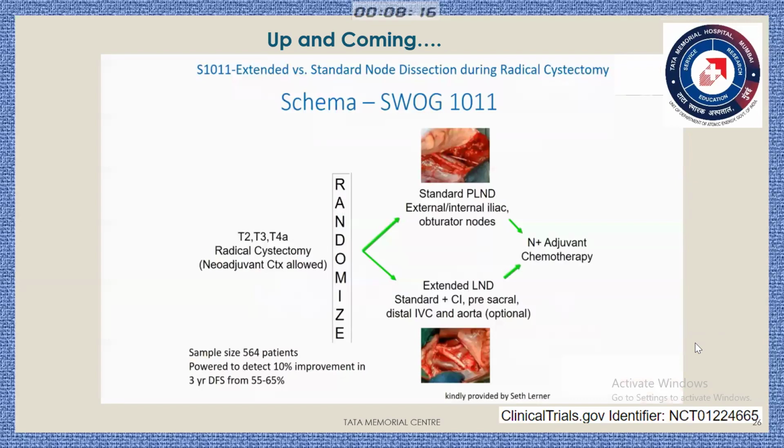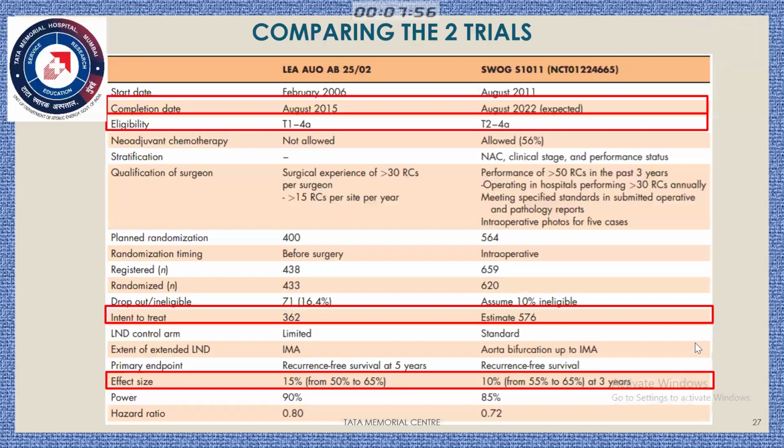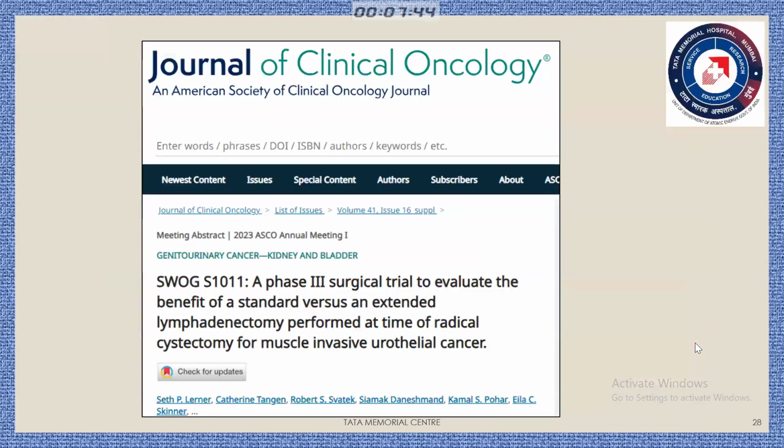So this is the up and coming player, the SWOG 1011 trial, which is conducted by Canada and US. In this, the drawbacks of the previous RCT have been taken care of by excluding the T1 group and including around 50% of the patients in whom neoadjuvant chemotherapy has been given. And they have also decreased the effect size to 10%. This trial has now stopped recruiting, and recently they had published their data in an oral abstract session at the ASCO 23 meet.